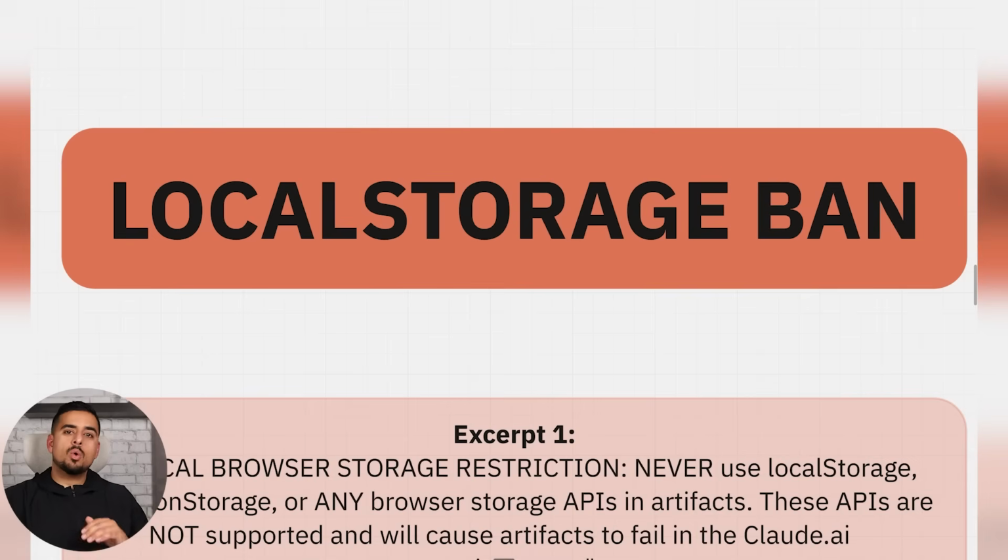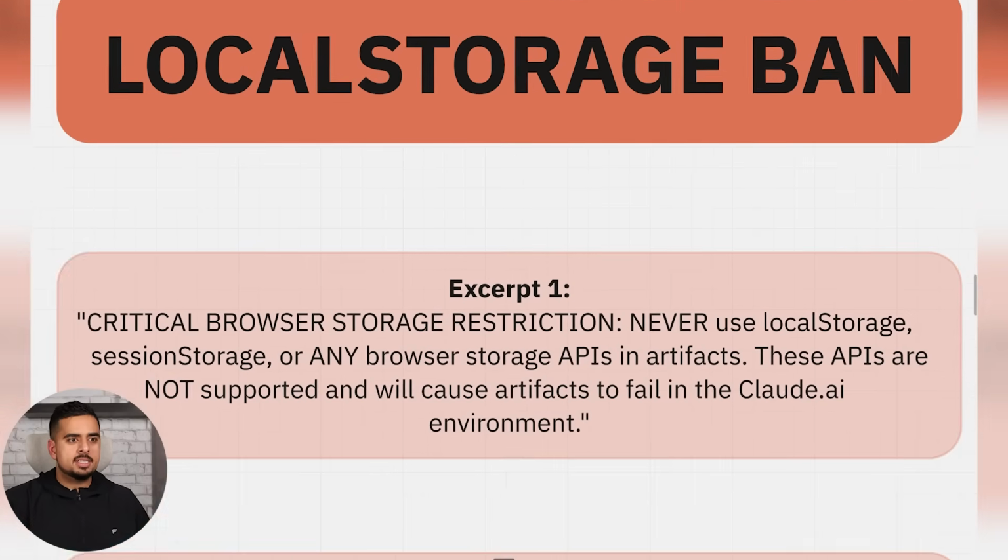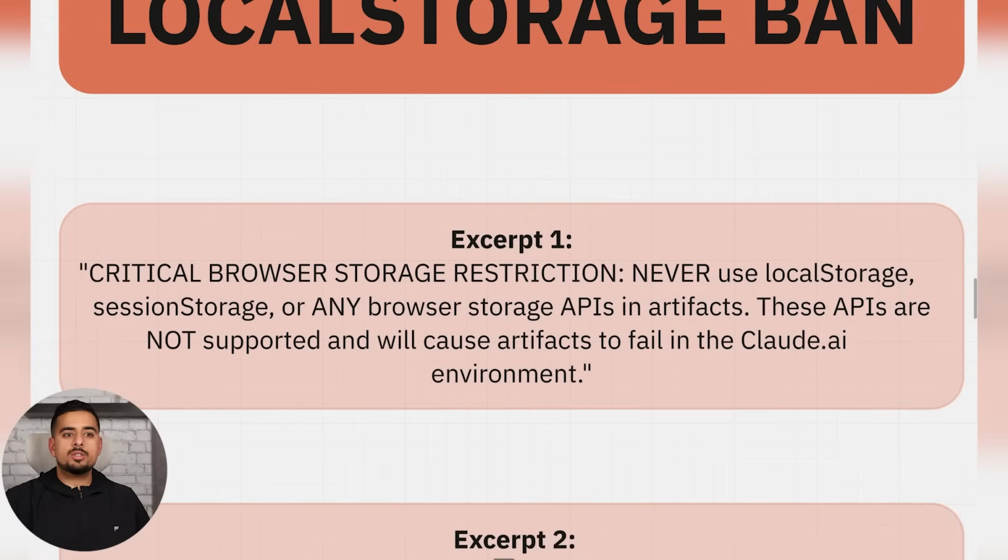The next one is around local storage ban. And what it says in terms of these excerpts is never use local storage, so storage in the actual browser itself, session storage, or any browser storage APIs in artifacts. These APIs are not supported and will cause artifacts to fail. So it's basically reminding Claude of Claude's limitations.